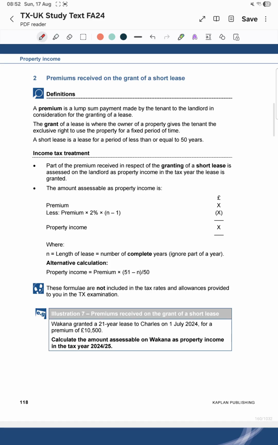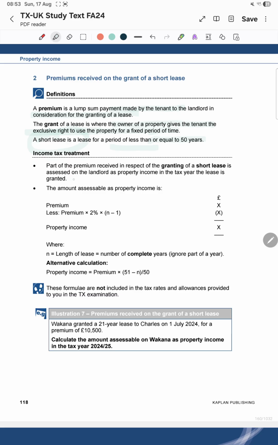Then the next topic was premiums received on the grant of short term lease. Now, what is premium? It is a lump sum payment made by the tenant to the landlord in consideration for granting of lease. The grant of lease is where the owner of the property gives the tenant the exclusive right to use the property for a fixed period of time. But here we will be studying about short term lease. So, short term lease is a period of less than or equal to 50 years.